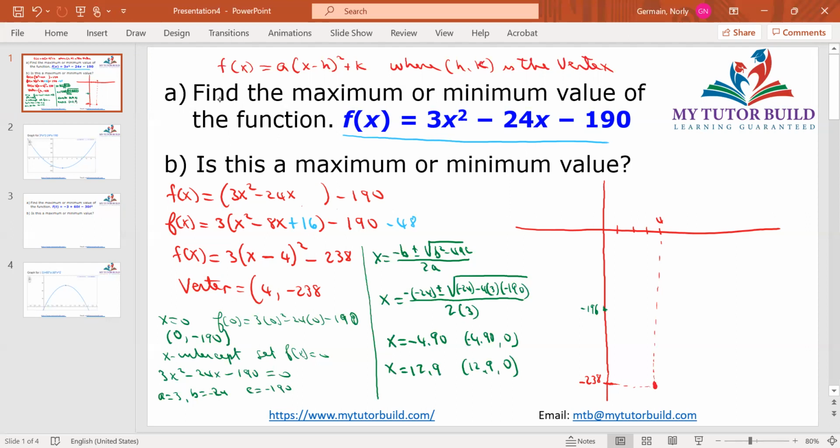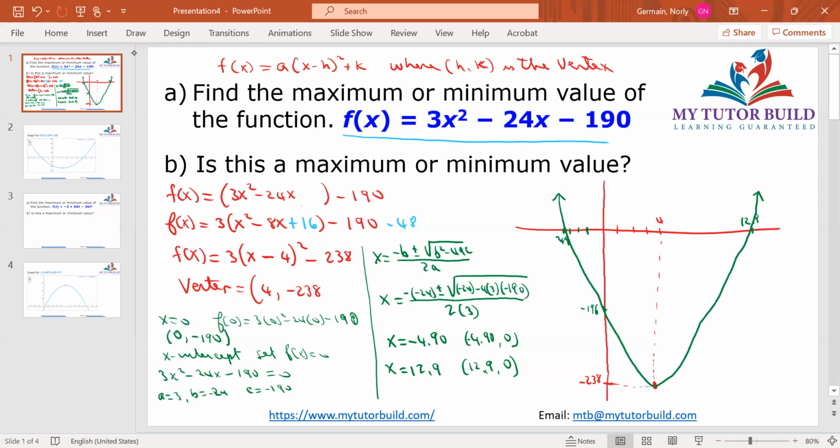So having these three intercepts, I would assume that here, here, and here, maybe we have that negative 9.9. And over here, we're going to have 12.9. So this is where our graph would intersect. So we know this one would go probably from here and here.